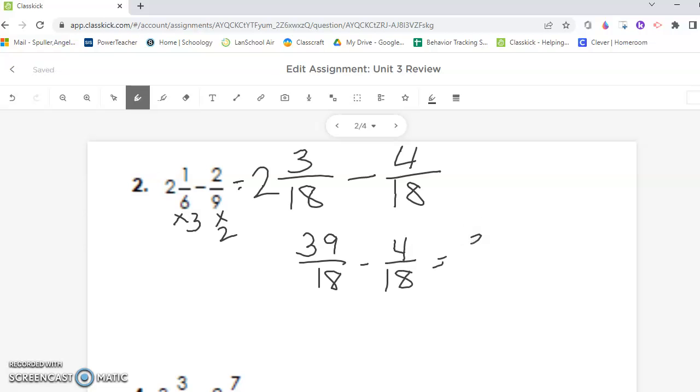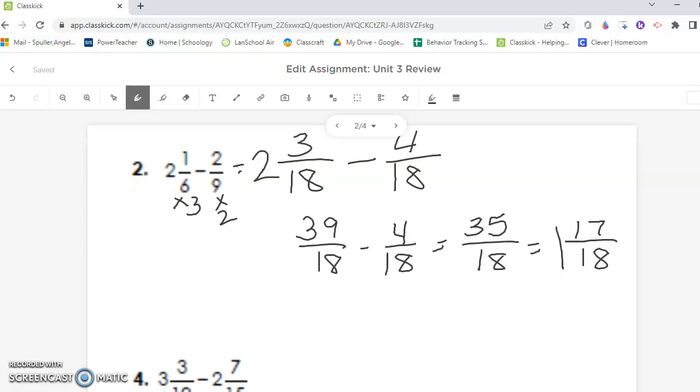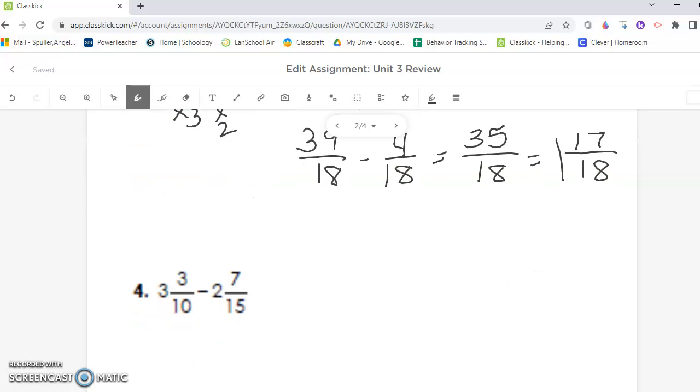We get 35/18, which is also the same as 1 and 17/18. Great job. Go ahead and try number 4 yourself and then come back and see if you got it correctly.